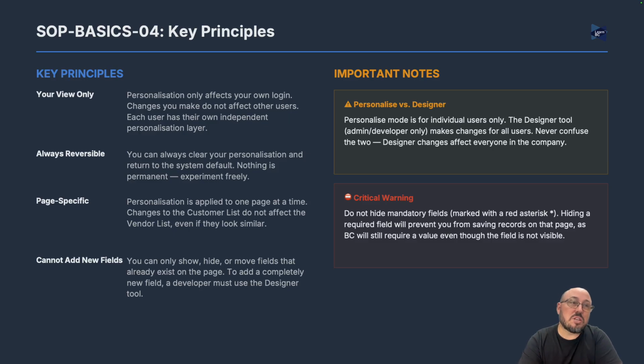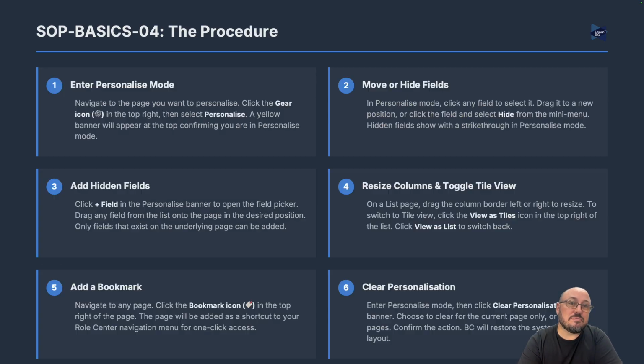Well, what are the procedures? What we're going to work through is how to get in and out of personalization mode. We're going to talk about moving and hiding fields, adding hidden fields, resizing columns and toggling tile view. We're going to talk about bookmarking, okay? And number 6, how to clear your personalization. Let's get into Business Central.